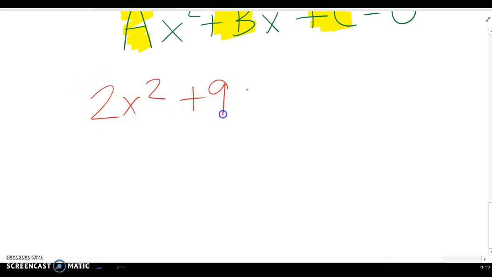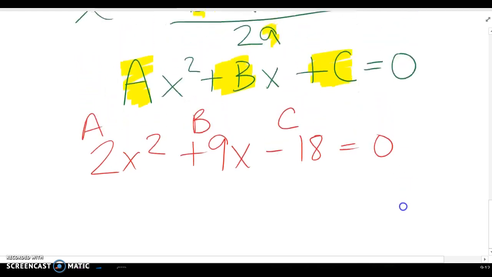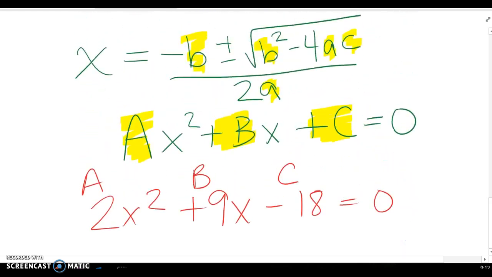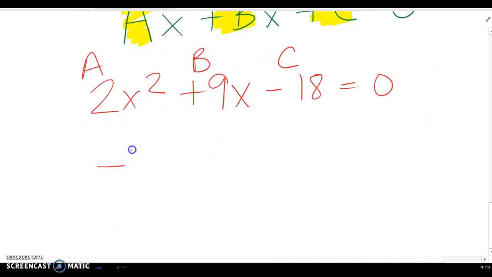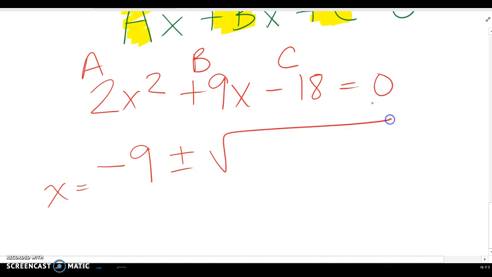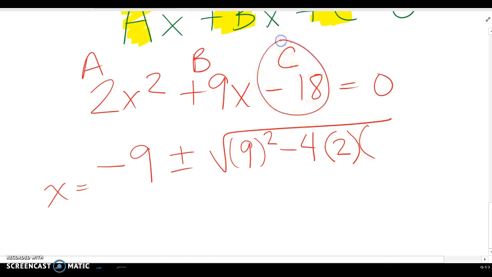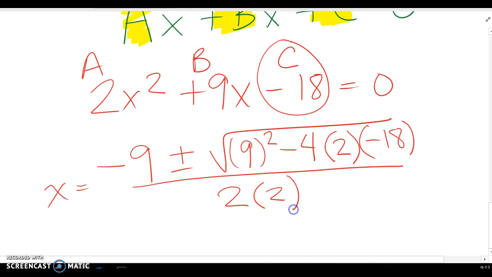If we go back and look at number 1 and solve using the quadratic formula, we had 2x squared plus 9x minus 18 equals 0. So A is 2, B is 9, C is negative 18. Let's substitute that into the quadratic formula. Negative B means negative 9 plus or minus the square root of B squared, 9 squared, minus 4 times A is 2, times C is negative 18, all divided by 2 times A is 2.